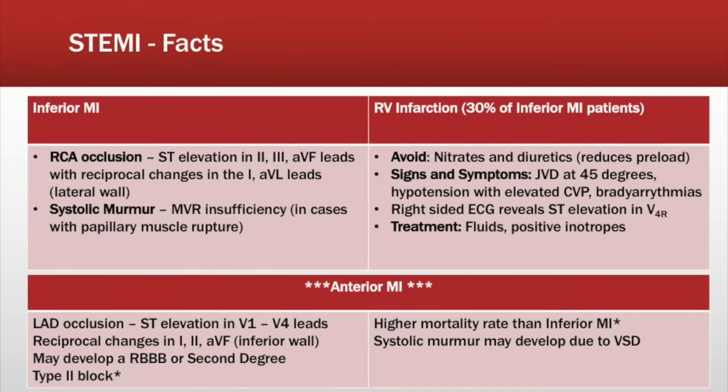Again, higher mortality rate than the inferior MIs, and because of these anterior MIs, like I said earlier, the V1 and V4 leads include some of your septal leads and look at some of the septal wall. So if you have an LAD occlusion through the V1 to V4 leads, you can develop a systolic murmur due to, again, ischemia or necrotic tissue developing within that septal wall of the heart. So this will create a ventricular septal defect and create your systolic murmur.